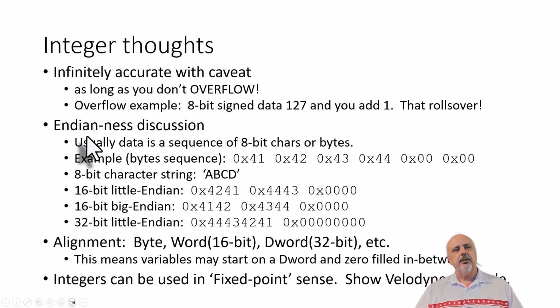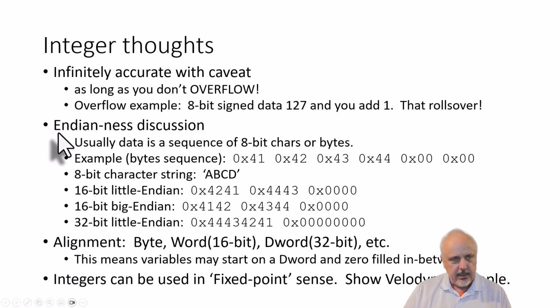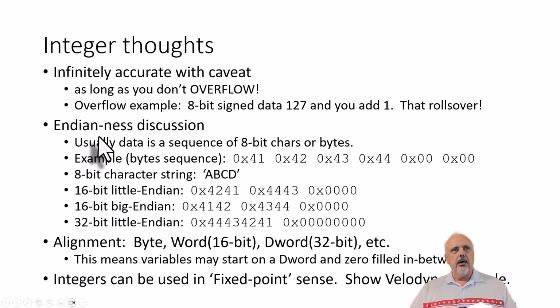Then there's this weird thing, and it will take you years to get comfortable with it. I'm going to show you a little bit about that. There's a thing called Endianness, with a capital E, not an I, and it's just the way it is. If I were to give you a sequence of bytes, usually the data comes in 8-bit, in a sequence of bytes.